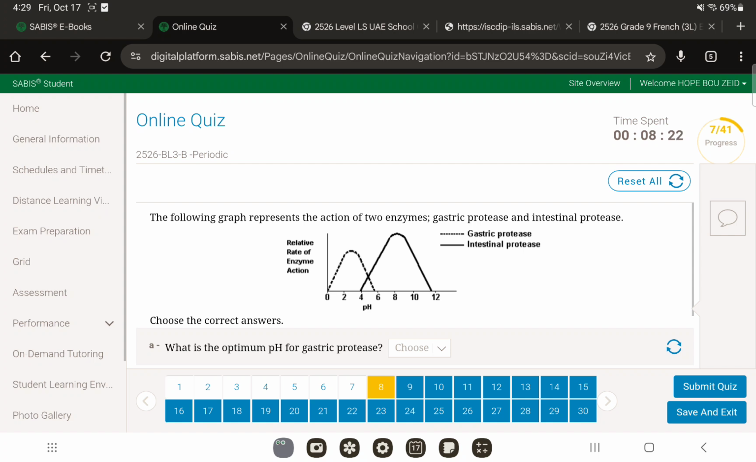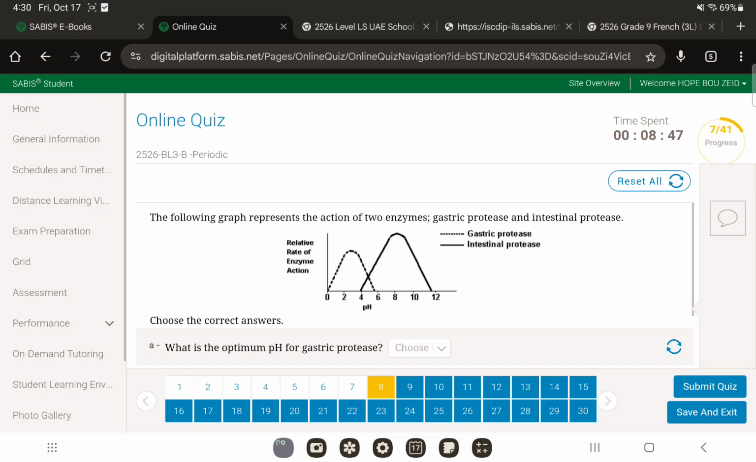Okay, the following graph represents the action of two enzymes, gastric protease and intestinal protease. What is the optimum pH for gastric protease? Okay, here you just have to read the graph. Basically, it's not too hard. The dotted line is gastric, so you just have to check where the top of it is.